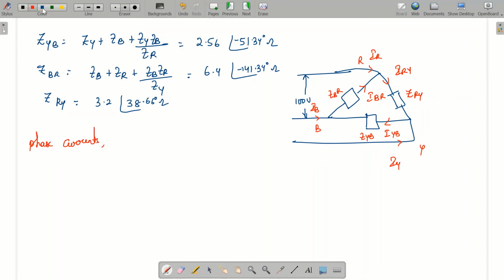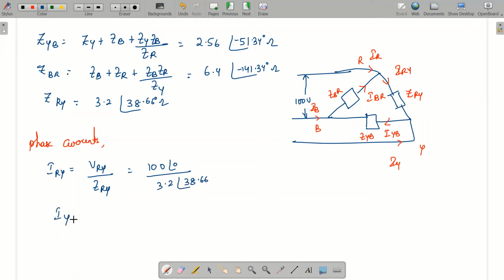What is my phase current? IRY will be VRY divided by ZRY. What is VRY? See here, the line voltage will be 100. As it is a delta connected load now, the phase voltages equal the line voltages. So I can write it as 100 at an angle of 0 divided by ZRY, which is 3.2 at an angle of 38.66.